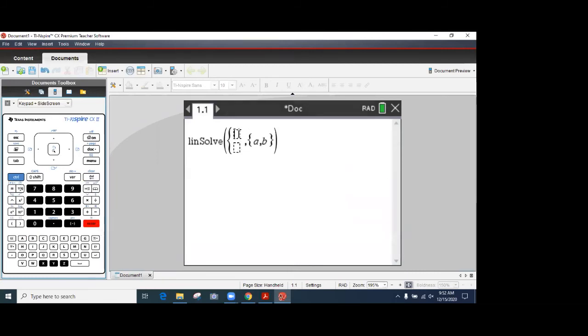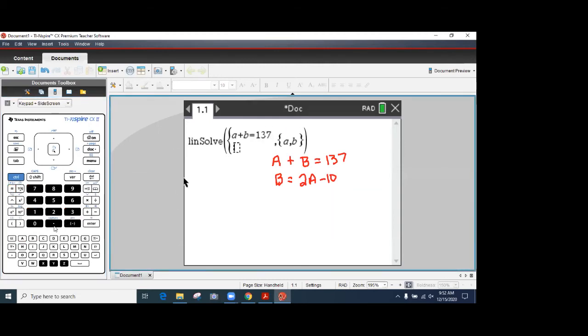Hit enter. Now we type this in just using A and B instead. Now I'm using a lowercase, which is fun. A plus B equals 137. And then go down and B equals 2A minus 10.